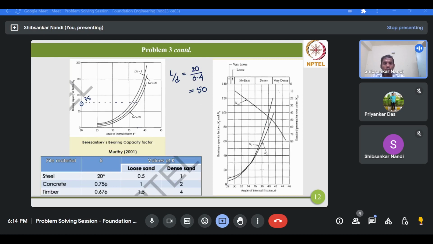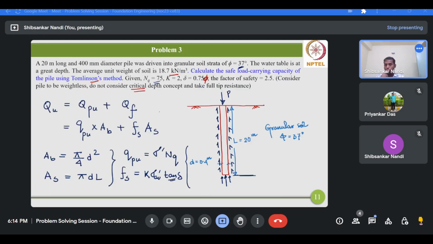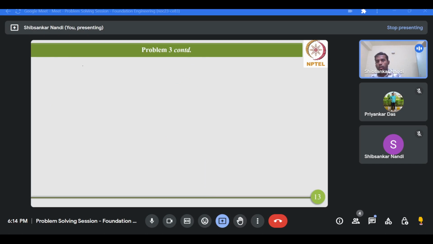So you can basically get the relative density from this chart depending on the angle of internal friction. So as the angle of internal friction is 37 degrees, it's basically dense sand. And the pile material you can take as concrete. So if the pile material is concrete and the sand is dense, the K value would be 2 and the delta value would be 0.75 times phi. Okay. So this is the approach to calculate values for K and delta. Now we'll substitute the given values to the equation of the ultimate pile load capacity.